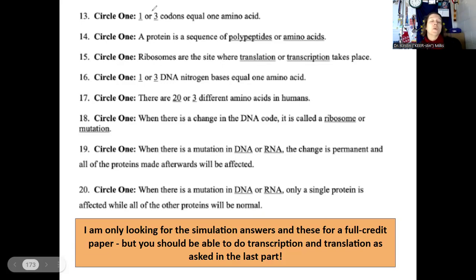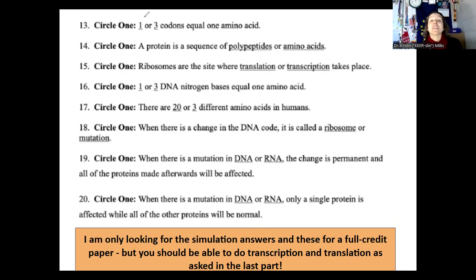How many codons equal 1 amino acid? Well, a codon is the triplet code of letters of nitrogenous bases. So the answer here is 1 codon equals 1 amino acid. A protein is a sequence of amino acids, those building blocks. Polypeptides are when there are lots of strands of one protein. Ribosomes are the place where translation takes place. A lot of people remember that it's translation, so you have to memorize that part.